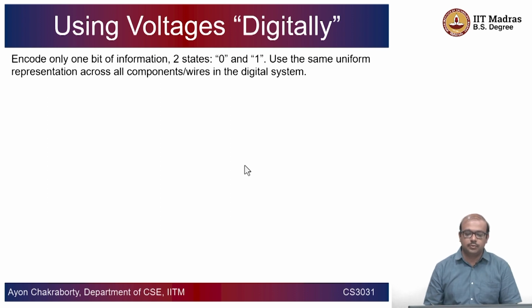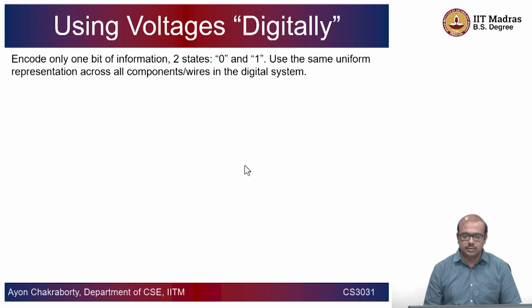So we are going to use the voltage in a thresholded manner, digitally. We are going to encode only one bit of information, and that one bit has two possibilities, or two states. One is 0 and the other is 1, but you can come up with any names. These are not really the zeros and ones that we know of in our decimal system. It does not have to be the case. It basically has two states. It could be high, it could be low, it could be 0, 1, or anything else for that matter.